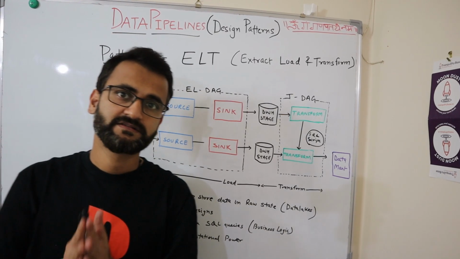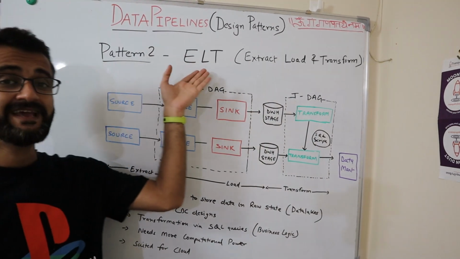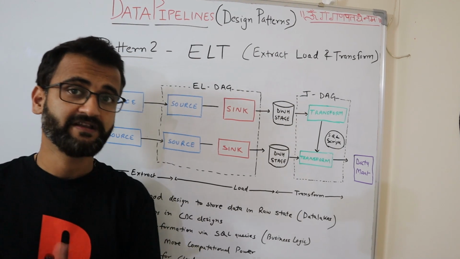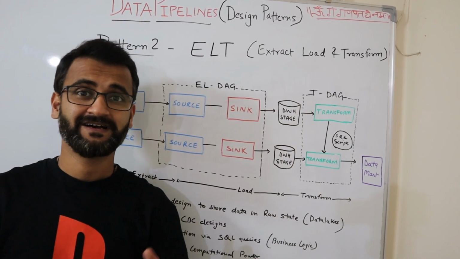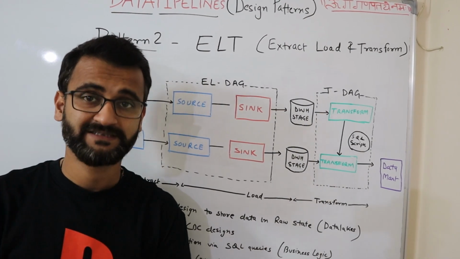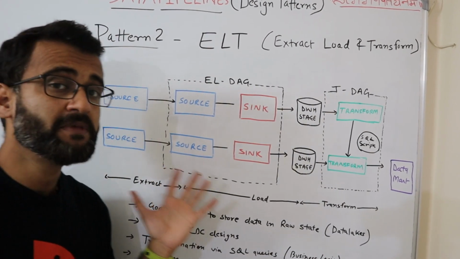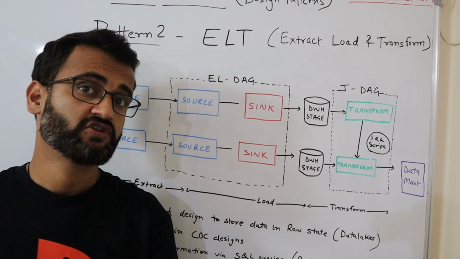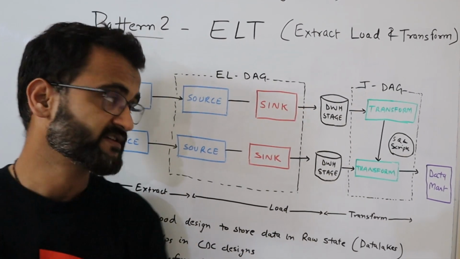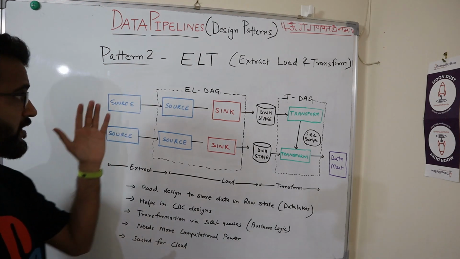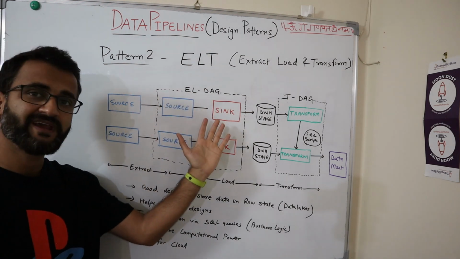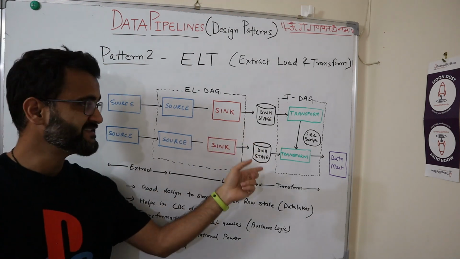So friends, let's discuss the second pattern, which is ELT: extract, load and then transform. This is one of the most prominent design patterns as far as cloud computing is concerned, or as far as loading data into data lakes is concerned. This is slowly and gradually becoming the de facto design, because it gives us a lot of flexibility, which we will discuss. If we talk about the design, the data is first extracted and directly loaded from source to sink, from where it goes into the staging layer.